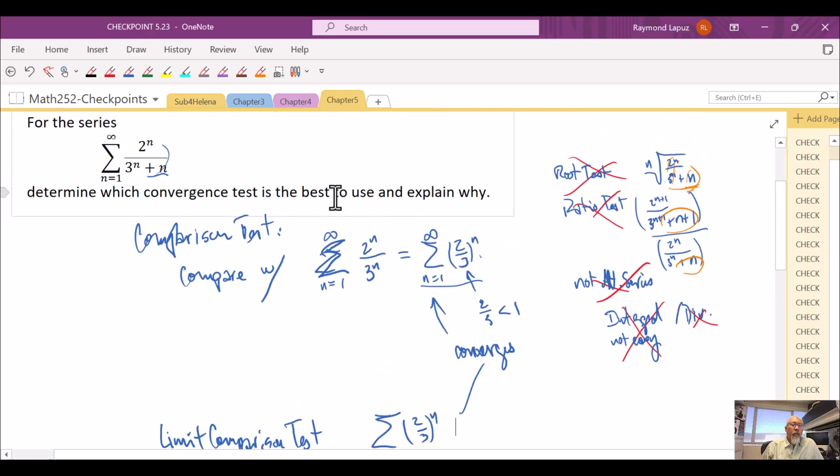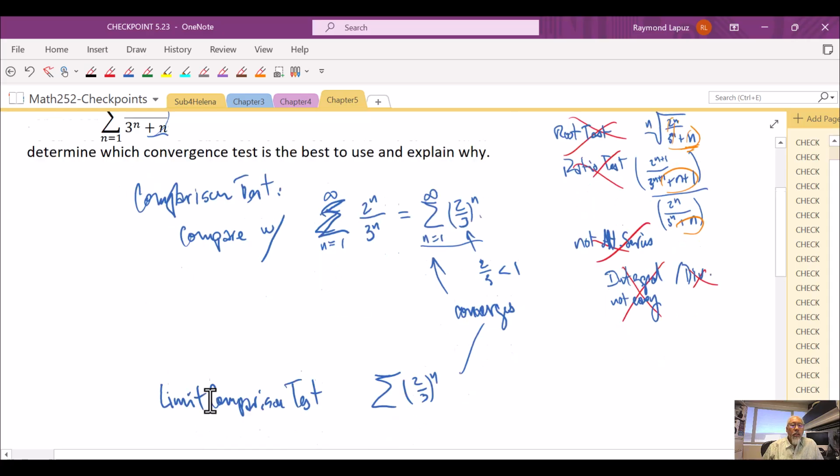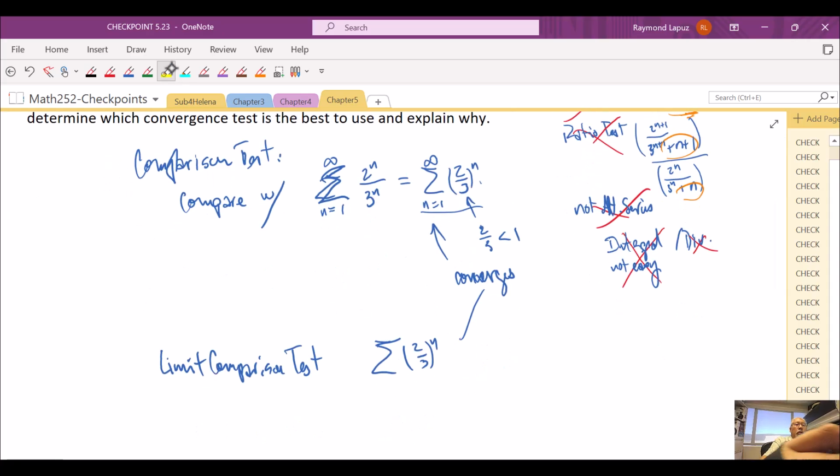I'm not going to finish this because I expect you to be able to do the comparison test or limit comparison test for this particular series, and you can work that out. But that would be what I would choose, and that would be the reason why I would choose it.